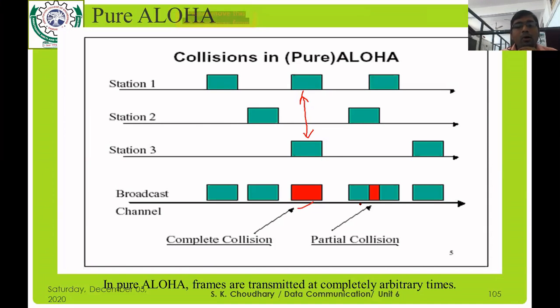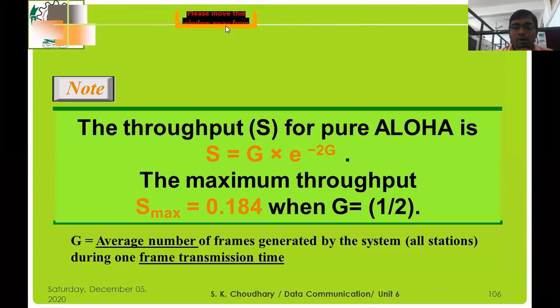So in pure Aloha, frames are actually transmitted at completely arbitrary times. There is no control over when you send, and that's why collisions occur. How to overcome this kind of problem, we will see in the next section.